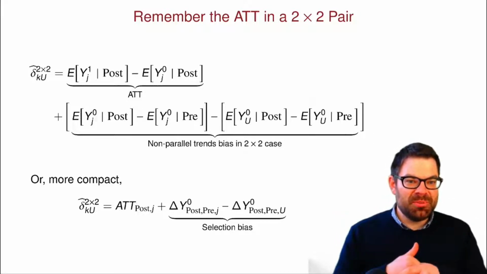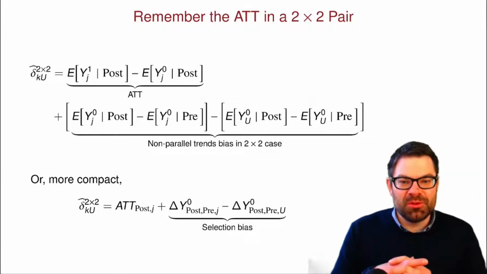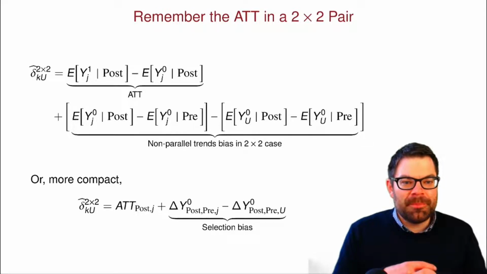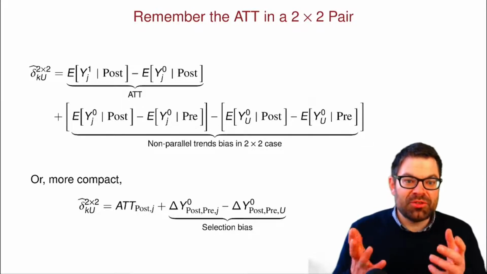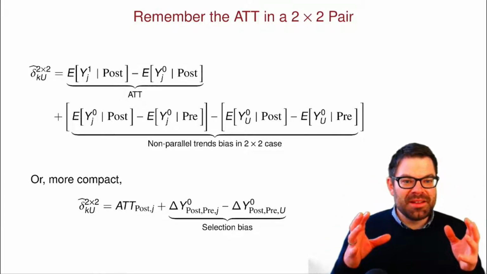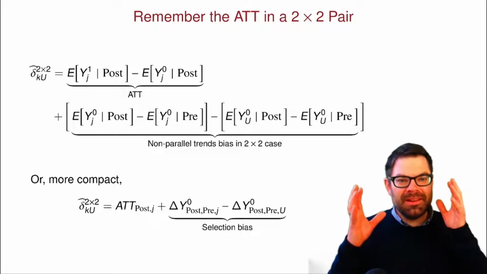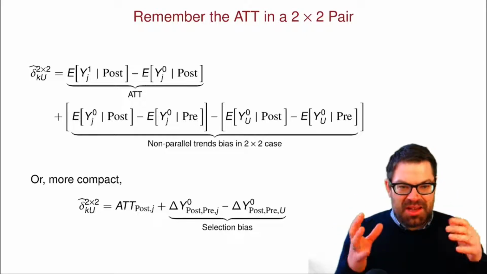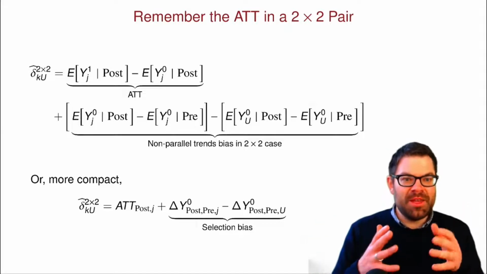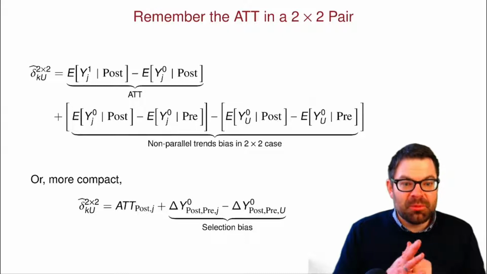So in the absence of the treatment, the treated group would have moved in exactly the same way as the control group did. Then our estimator identifies the average treatment effect on the treated. But when you have many such 2x2 pairs, then the question comes, how can we make sure that parallel trends are actually given, and what do we have to assume in order to identify the average treatment effect that we want to identify?